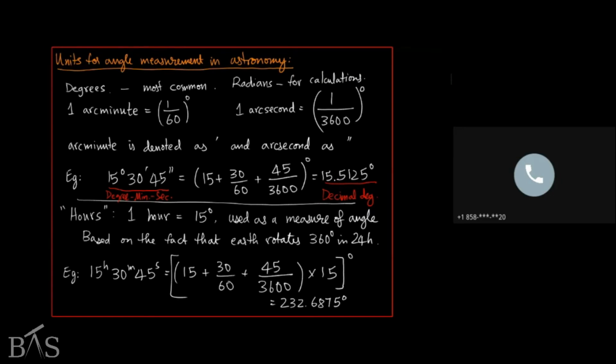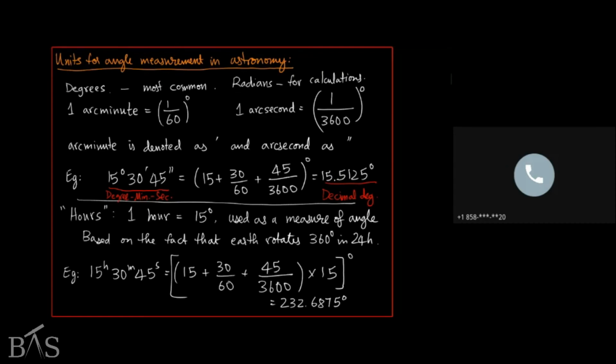Now, there is another peculiar unit of measurement used in astronomy called hours. An hour is a measurement of angle that is roughly based on the fact that the Earth rotates 360 degrees in 24 hours. Now, the Earth does not always rotate 360 degrees in 24 hours. There is a little bit of variation, and we'll talk about it. But when used as an angle measurement, 1 hour is exactly 15 degrees. That's the definition of an hour.